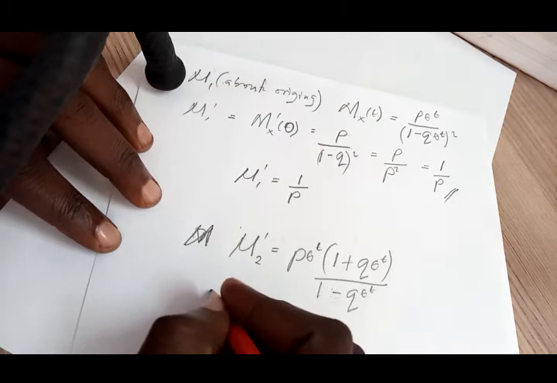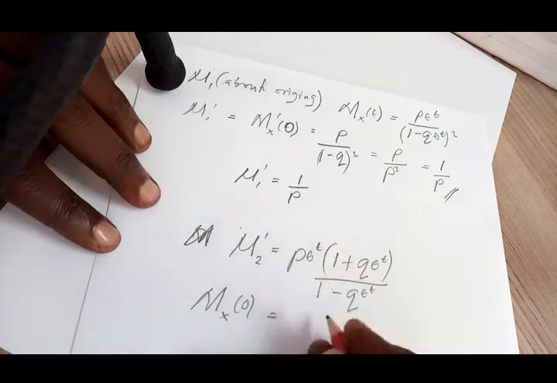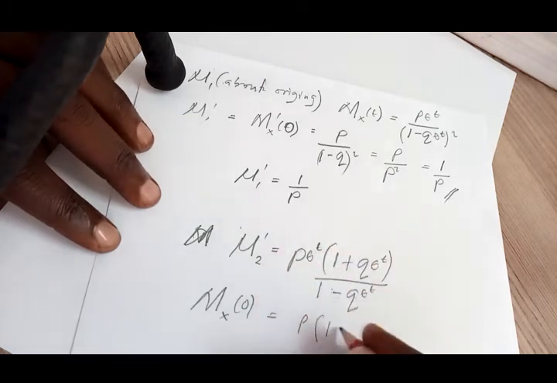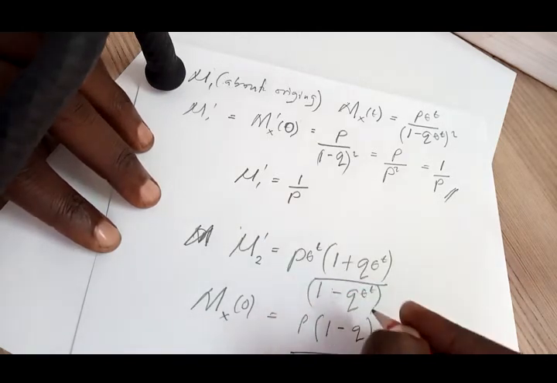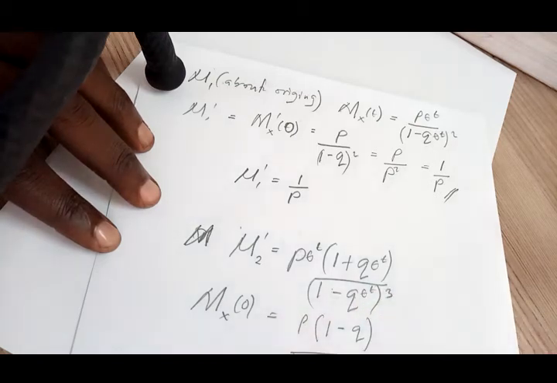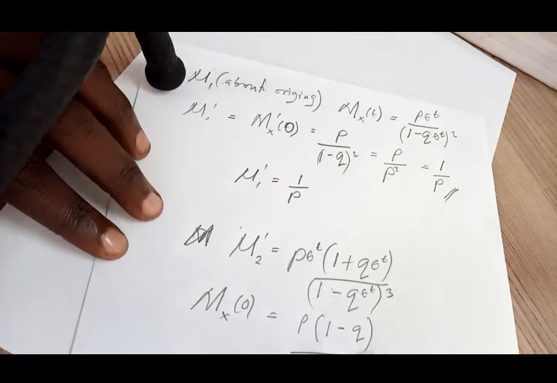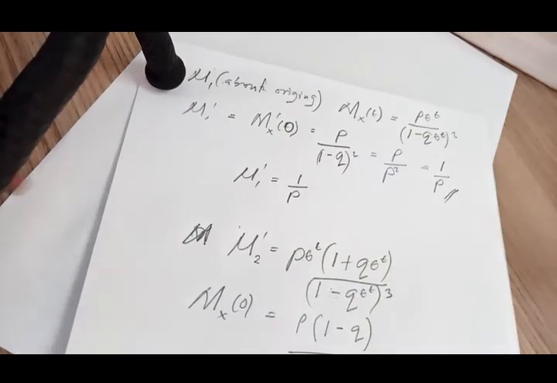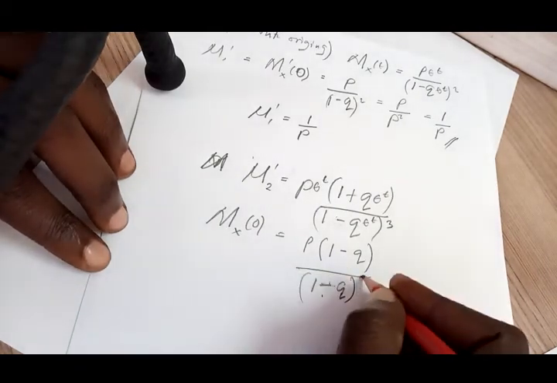So when we are talking about the second moment, we are saying t is going to be equal to 0, then this is going to be P, this is going to be 1 plus Q, then at the bottom here, of course, this is raised to power 3. I think if you check properly from the other one that I wrote, it's supposed to be 1 plus Q. I hope you can see this properly. So we are saying 1 minus Q to the power 3.